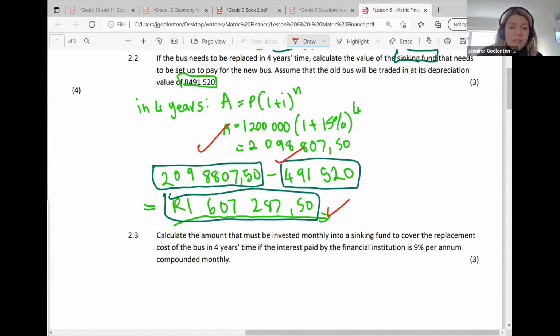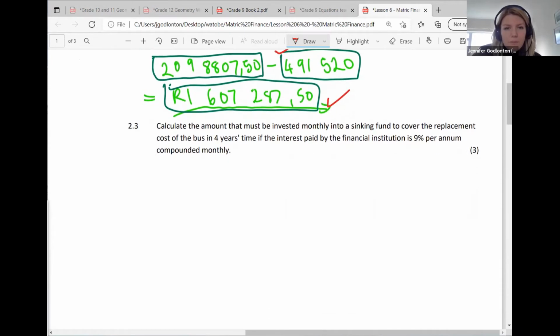Think about which formula it means, if it's a sinking fund. Think about what i would be, think about what n would be. That's all the information you need.